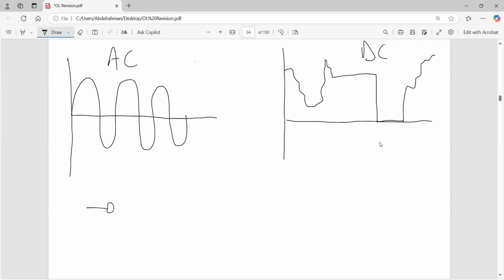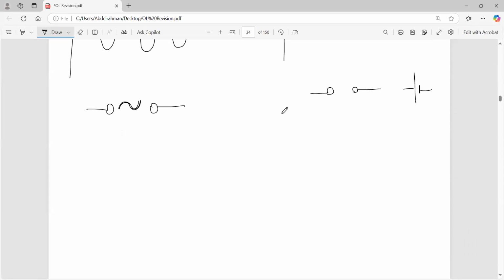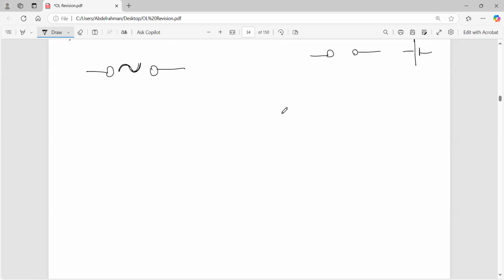You'd have a power source which looks somewhat like this. This is the alternating circuit, an alternating power source. A DC power source would either be like this or a battery. So these are the DC, the direct current sources. How does the diode act in an alternating circuit?